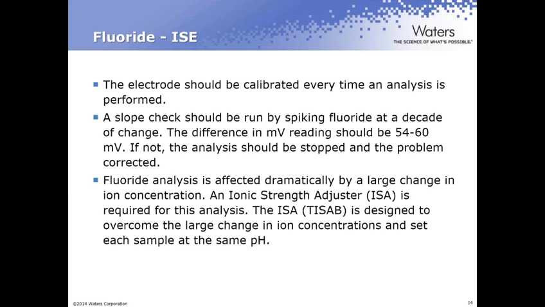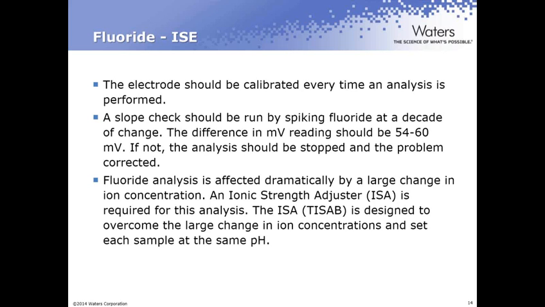So for any electrochemistry testing, the difference in millivolt readings for what's called a decade of change, or a 10-fold change in concentration, should be 57 millivolts. And most electrode manufacturers will give you a tolerance range of plus or minus 3 millivolts. So the difference in those millivolt readings should be somewhere between 54 and 60 millivolts. This will let you know that your electrode is operating properly.